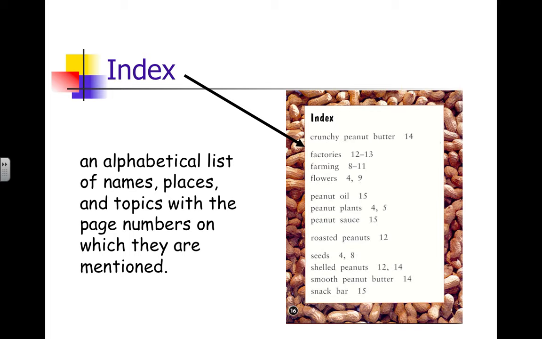So this is even more specific than a glossary that just has vocabulary words or definitions. This is keywords that come from whatever topic you're studying, and then what pages those words are mentioned on throughout the book. This is critical for kids to understand. So this book is about peanuts. If I need to know anything that has to do with seeds, I can find seeds in the index. Again, it's going to be in alphabetical order, and I should be looking at pages 4 and 8 to find information about that.